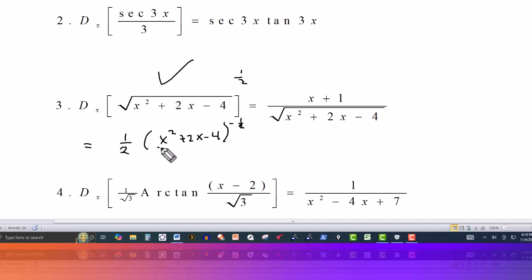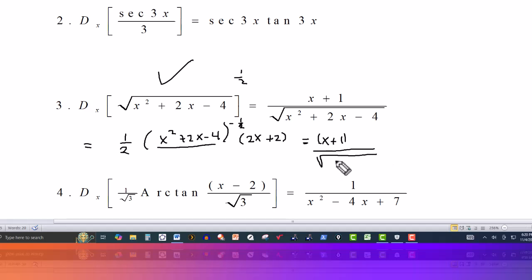And then I have to use the chain rule. So I have to take the derivative of this expression right here, which is going to be 2x plus 2. And this will equal, and then just multiply the 1/2 times the 2x plus 2. The 2's cancel out there, I get x plus 1. And then I'm left then with x squared plus 2x minus 4 to the negative 1/2. Because you have a negative exponent, we take it to the denominator, which changes the sign of the exponent, so that'll give me this expression to the positive 1/2. But that's just the square root.